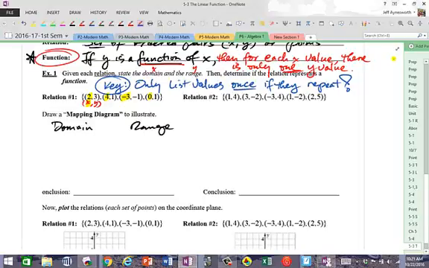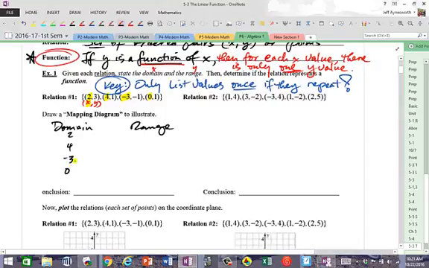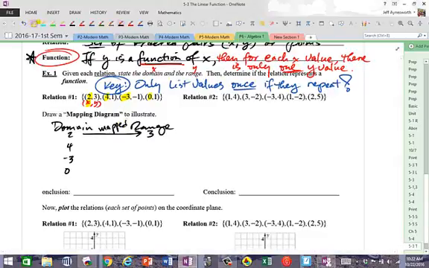Okay, so here we go. Going to list the x values first: 2, 4, negative 3, and 0. Now we say that 2 gets mapped to 3. So we draw an arrow from 2 to 3. You can say mapped, you can say associated with, you can say paired up with, but the technical word is mapped. That's a new word. Everybody say mapped, okay? X is mapped to Y.